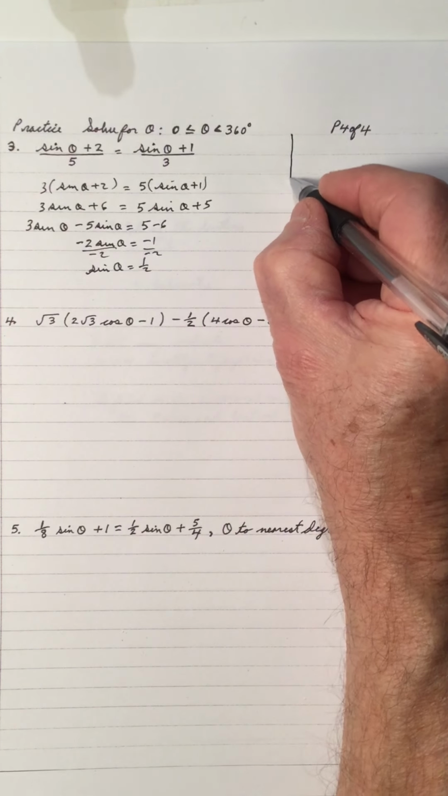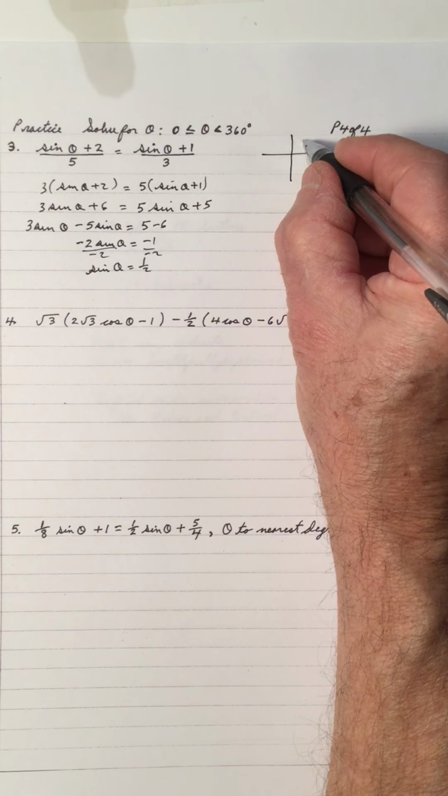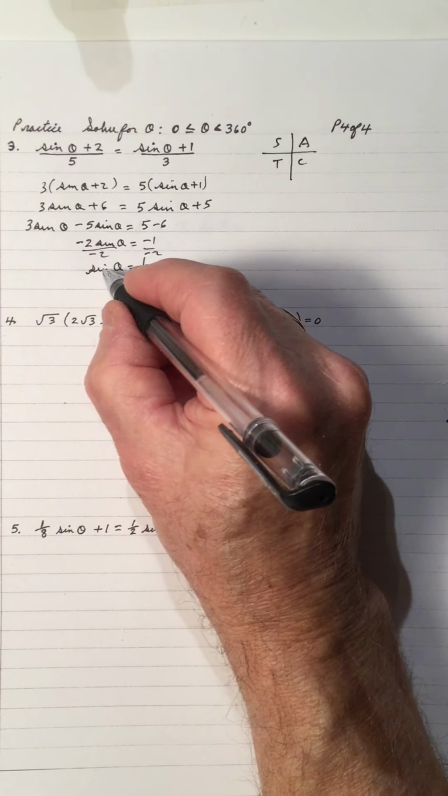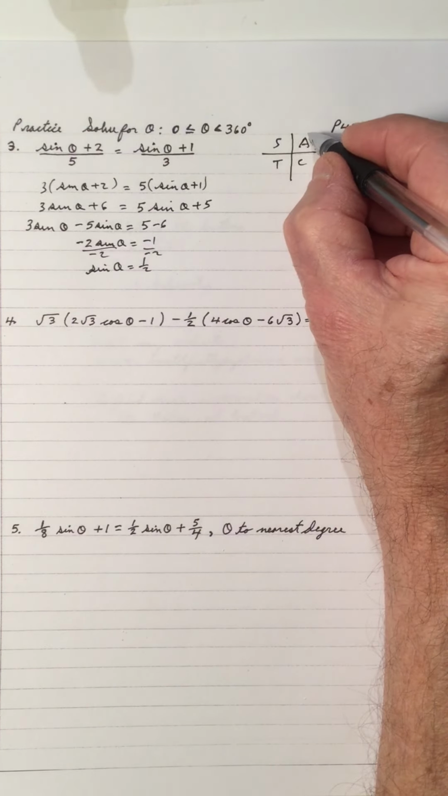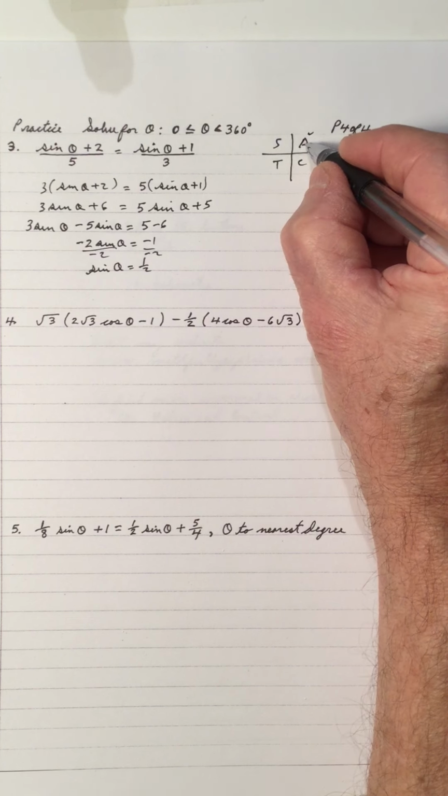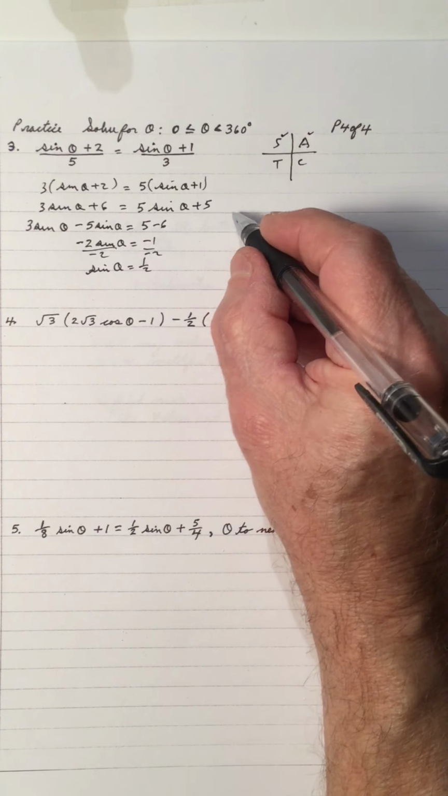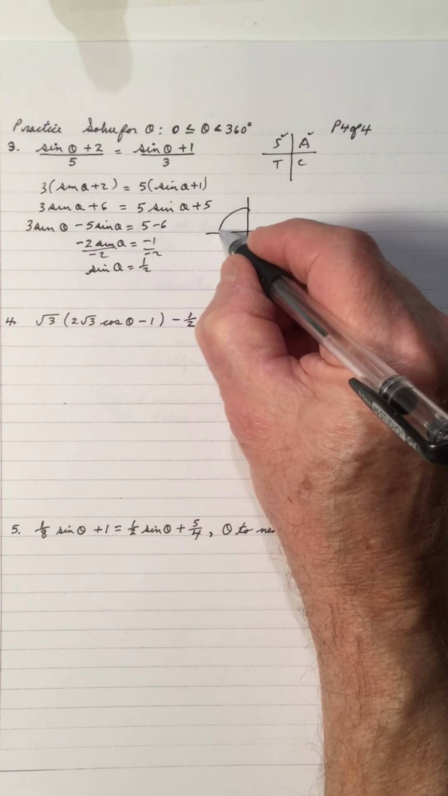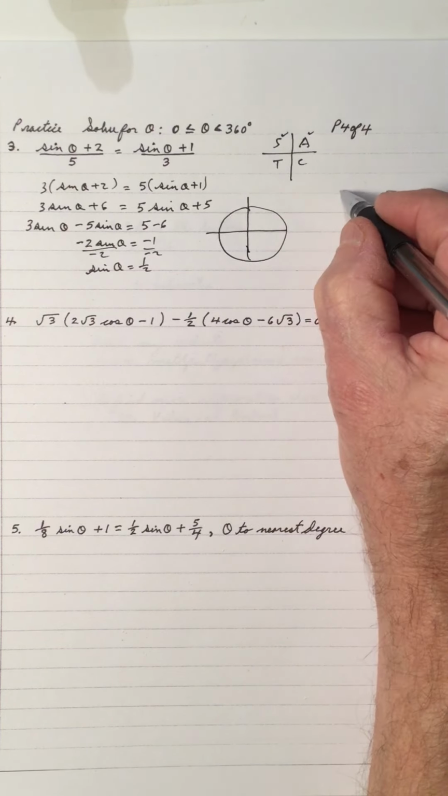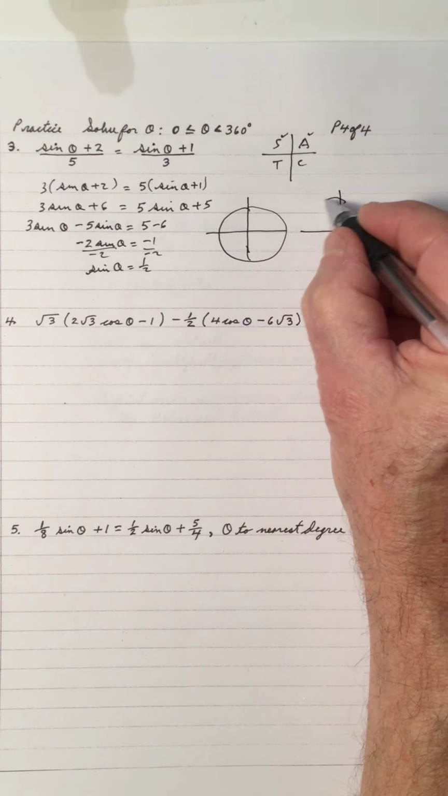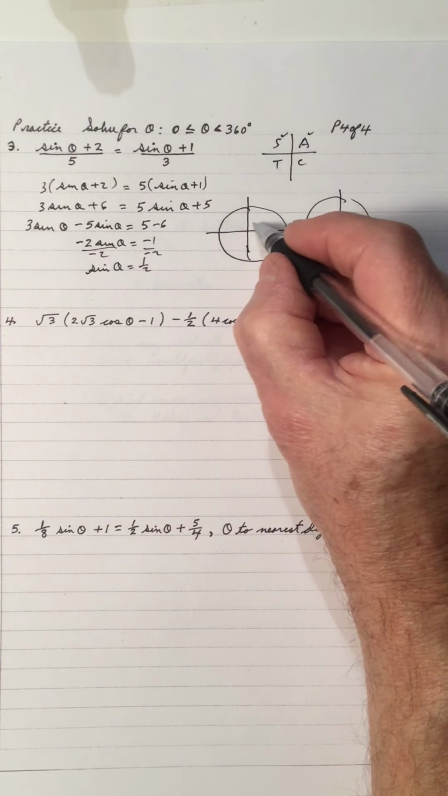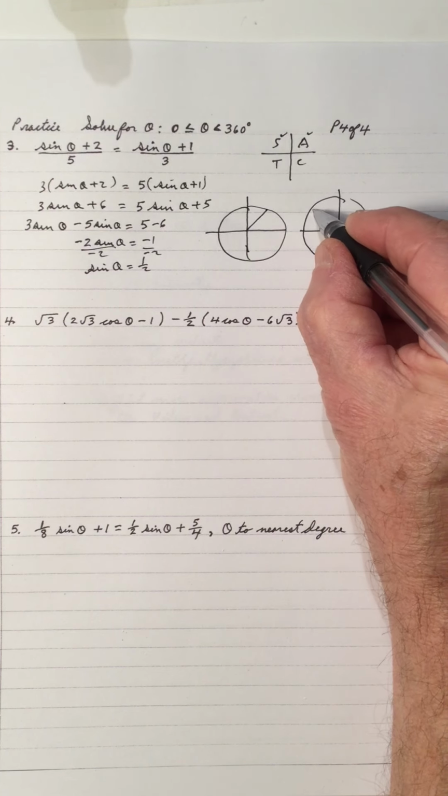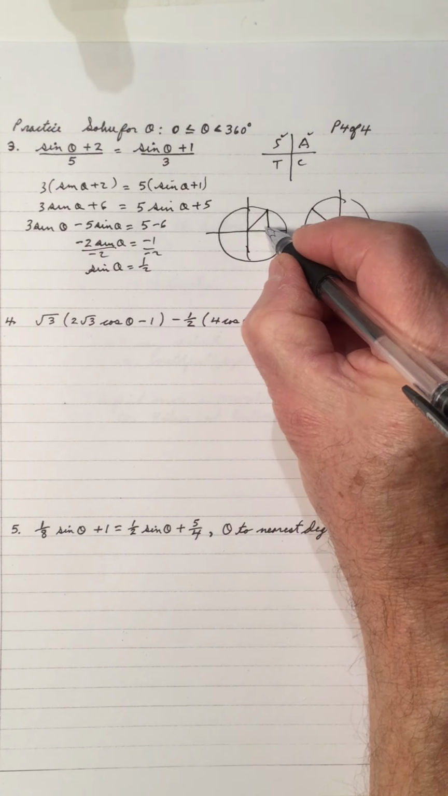And again, let's check. Add sugar to coffee. Sine is positive, positive. Everything is positive in quadrant 1. Sine is positive in quadrant 2. So let's draw the diagram in quadrant 1. And we'll draw in quadrant 2. In quadrant 1, there's the terminal arm. In quadrant 2, there's the terminal arm perpendicular to the x-axis.